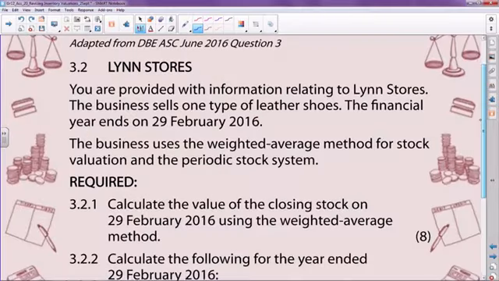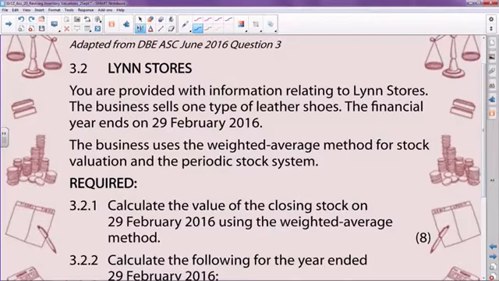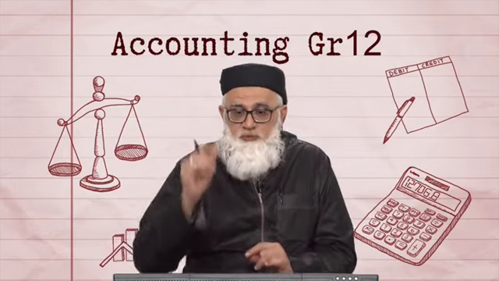Okay, here goes. We are given information relating to Lynn Stores. The business sells one type of leather shoes. The financial year ends on the 29th of February 2016. The business uses the weighted average method for stock valuation and the periodic stock system. Clearly you can see the differentiation between the stock valuation, which is weighted average, and the stock system which we are using, which is periodic. Okay, so keep that as your focus so you know where you're heading.